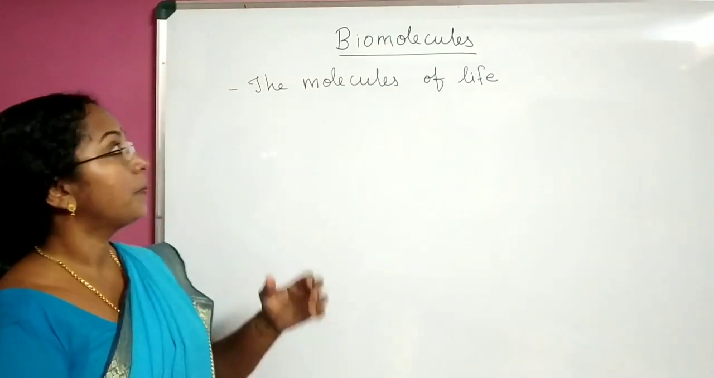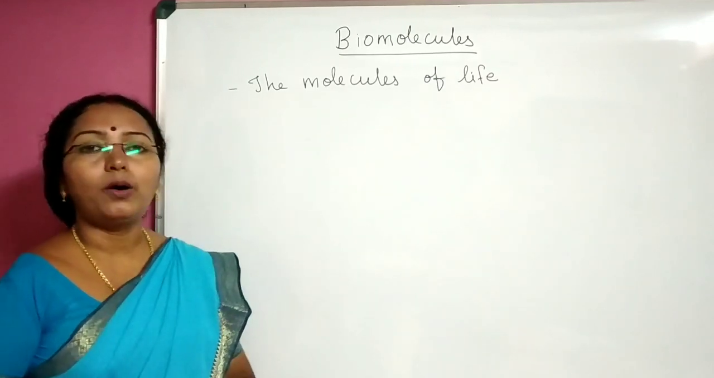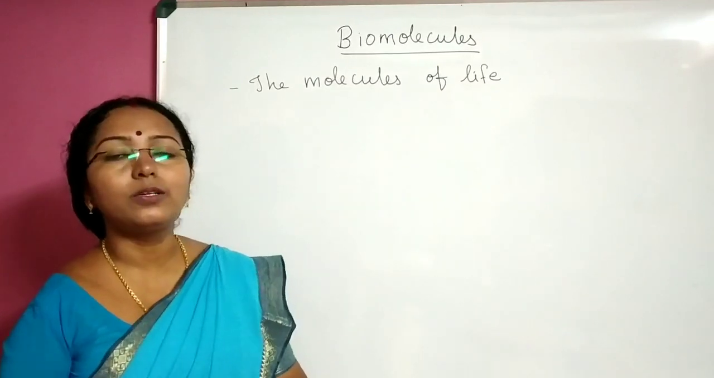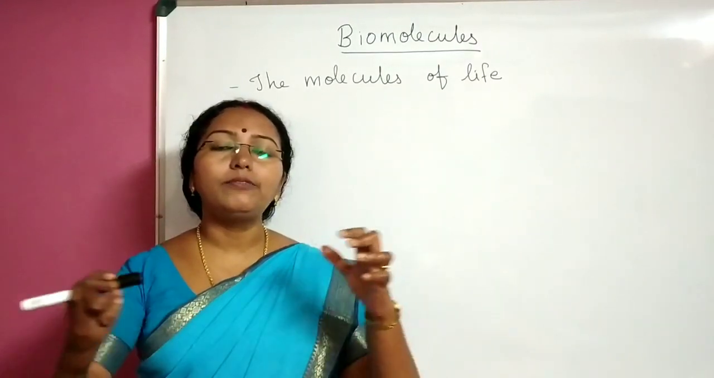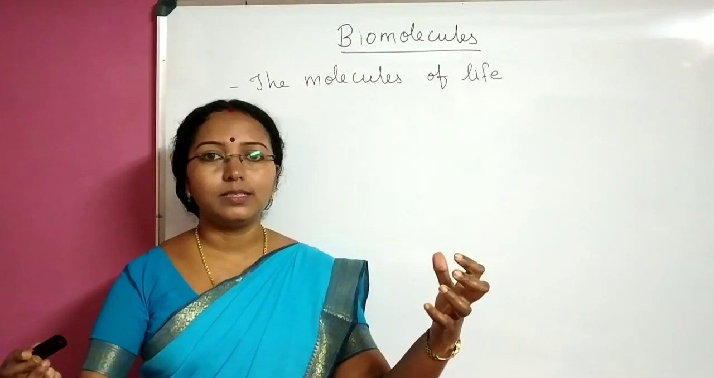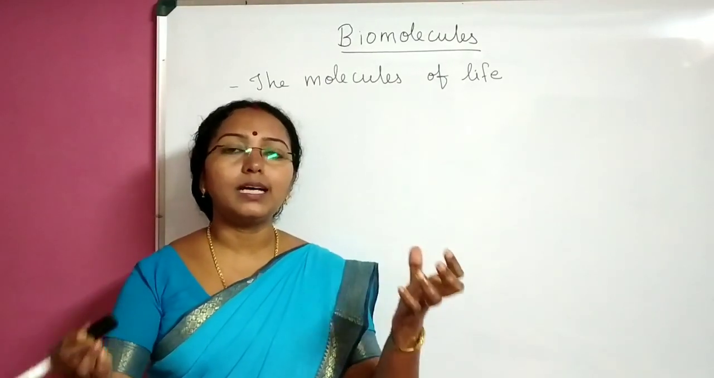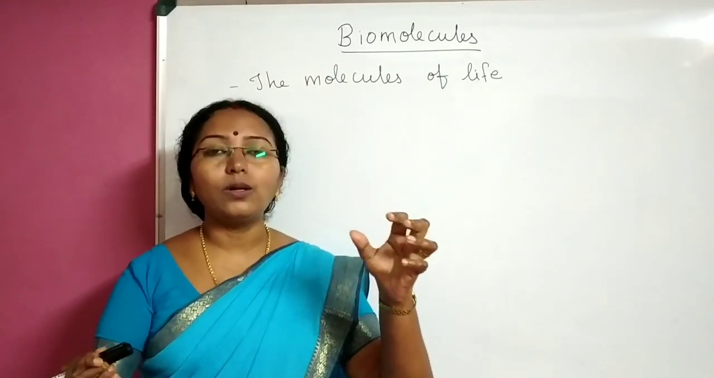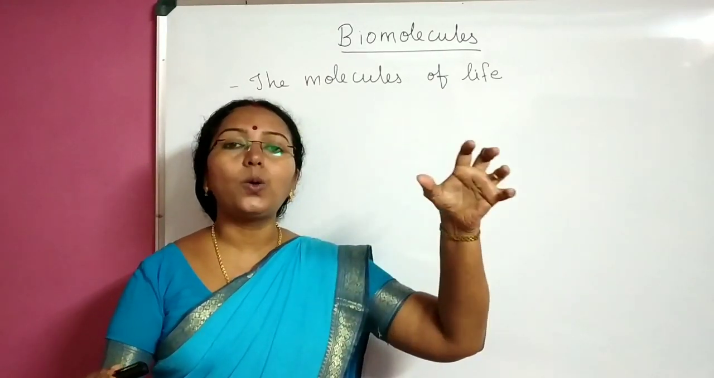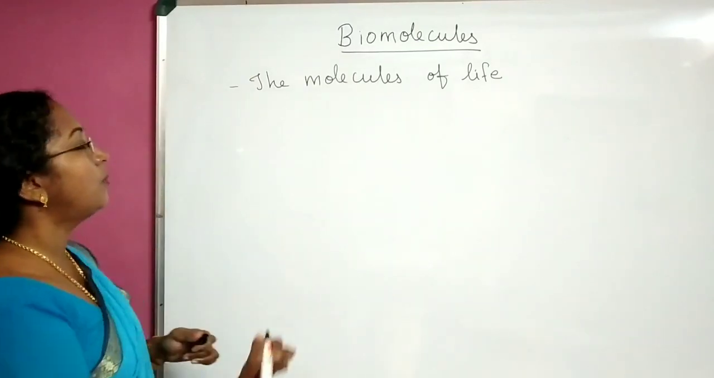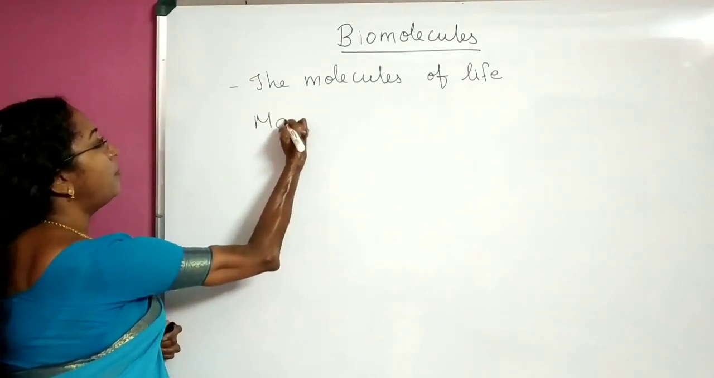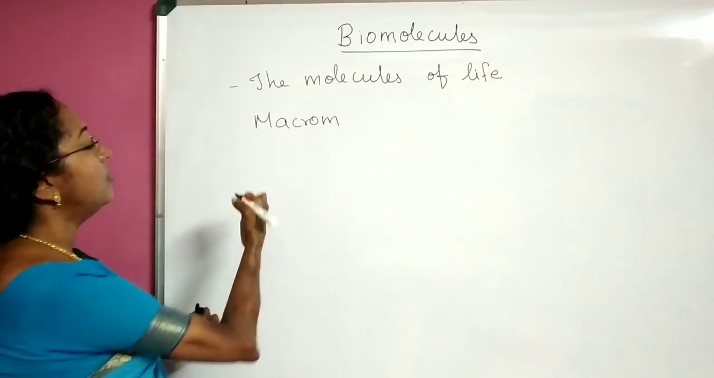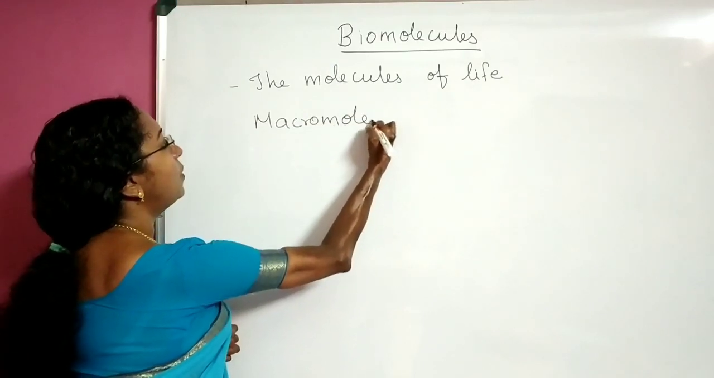So let's see. Biomolecules are the molecules of life. These biomolecules can be broadly divided into two categories depending upon their molecular size. Some of the biomolecules are very large in size. You call them by the name macromolecules. So biomolecules which are very large in their size, you call them macromolecules.